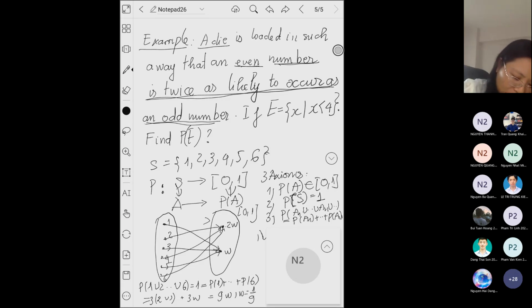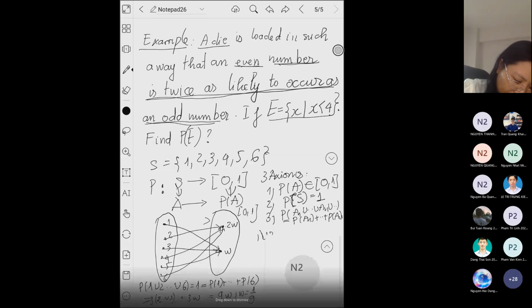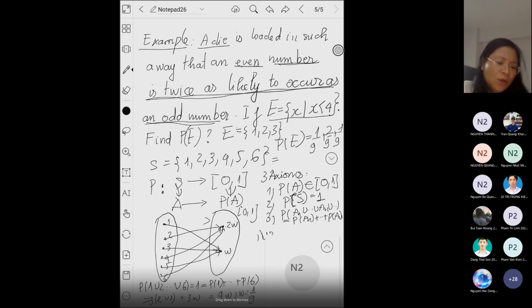Okay? So now the probability of E. E is smaller than 4, so it is 1, 2, and 3, right? So the probability of E equals 1 over 9 for outcome 1, 2 over 9 for outcome 2, and 1 over 9 for outcome 3. So the probability of E equals 4 over 9. Do you understand now? Do you understand the example I have shown you?